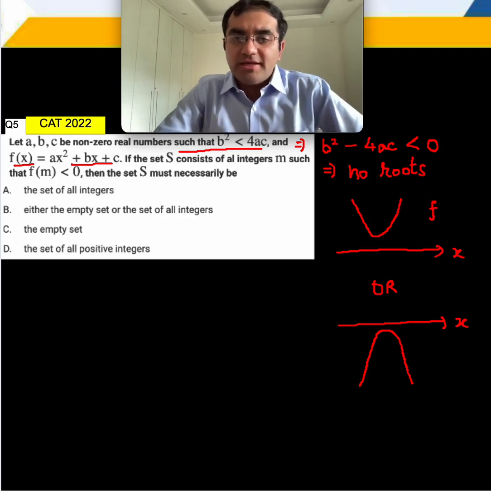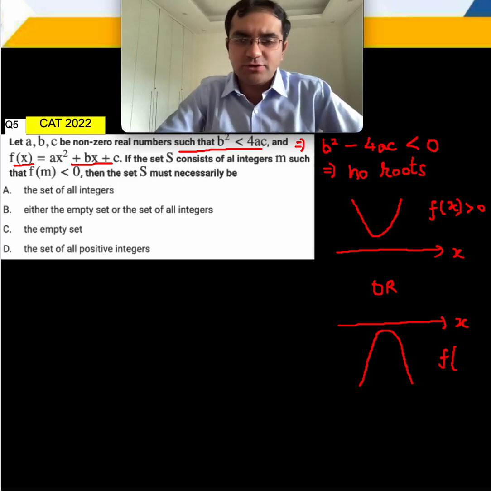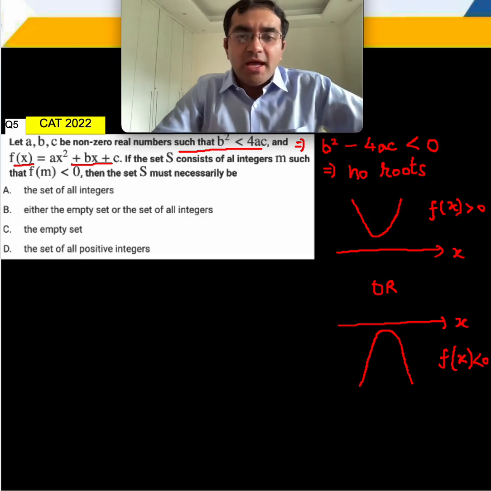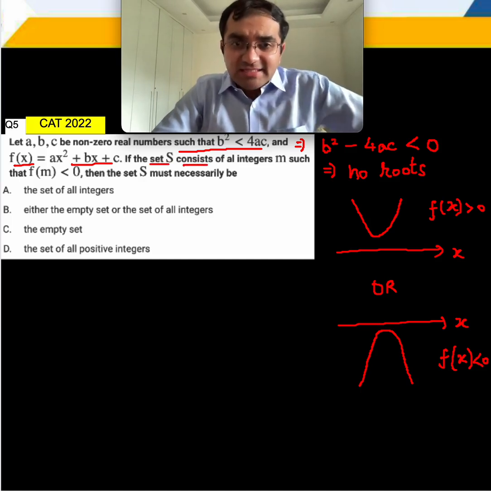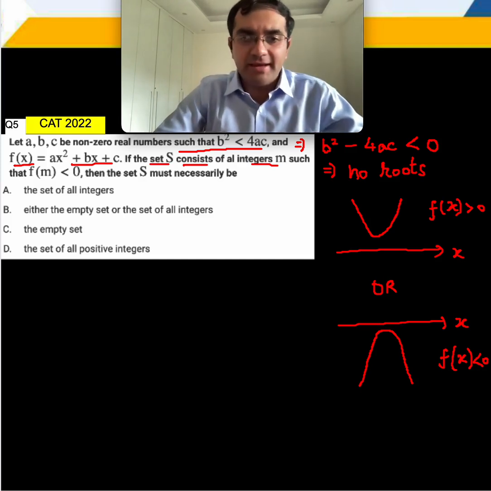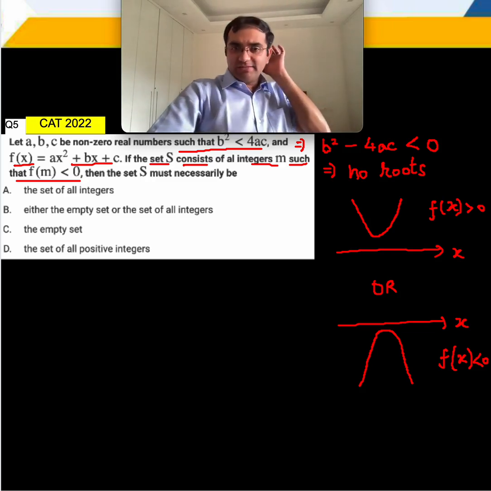Now, यहाँ पे f of x is always positive for all values, यहाँ पे f of x is always negative for all values. F of x is less than 0. If there's a set s of all integers m such that f of m is less than 0, then the set s must necessarily be.